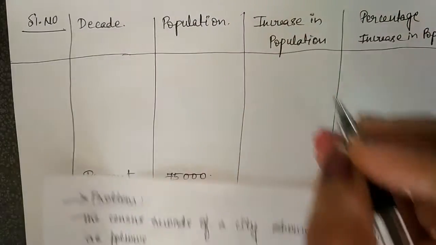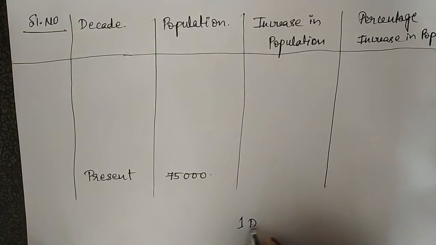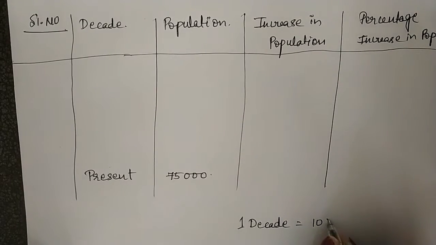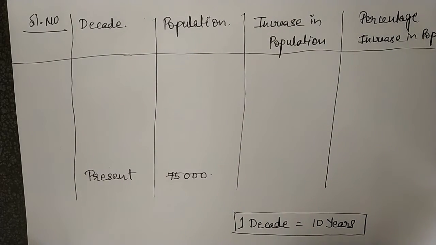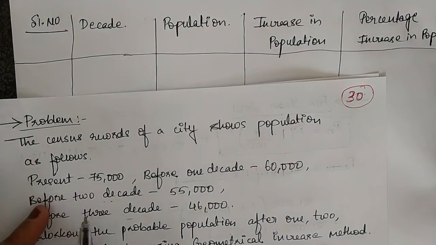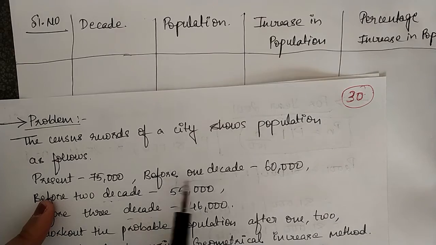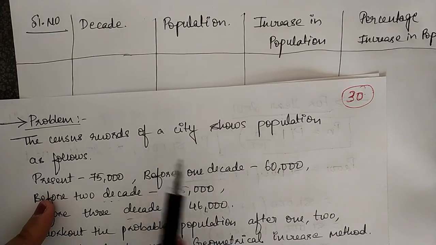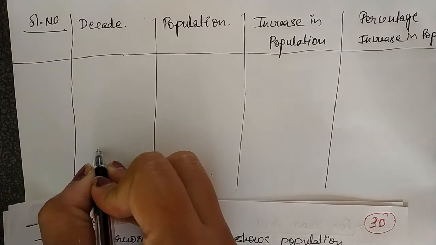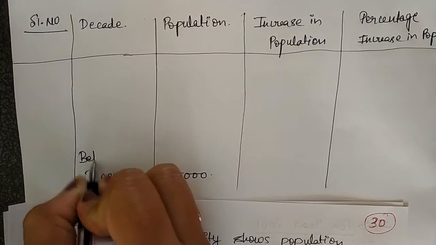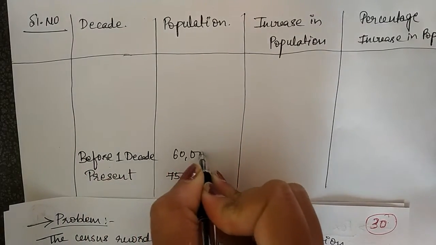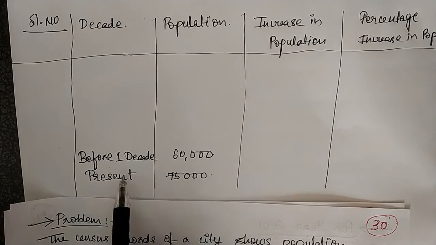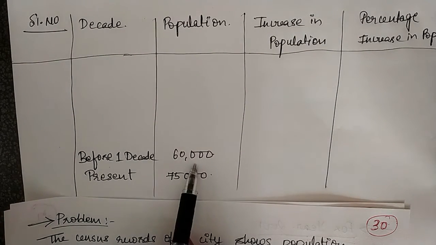We know here that 1 decade is how many years? 10 years. Isn't it? So this relation should be known to us before we are solving any of these problems. So if you know 1 decade is 10 years, what they have told, present population is 75,000. Before 1 decade, so 10 years earlier, is 60,000. So I will write 10 years early to this. So before 1 decade, how much it is? 60,000. Clear? So present was 75,000. Before 10 years, that is before 1 decade, 60,000.